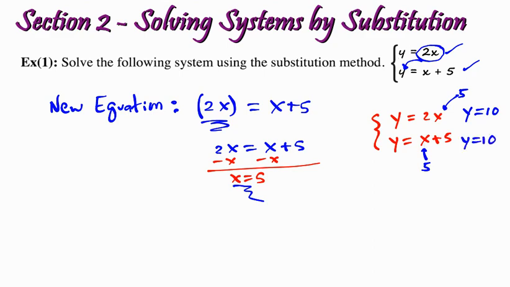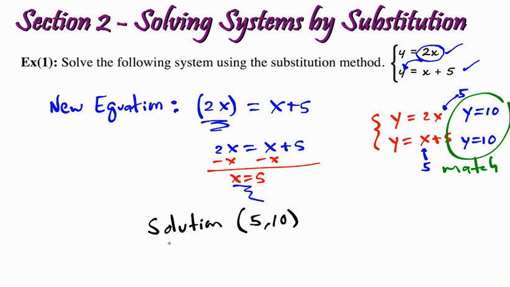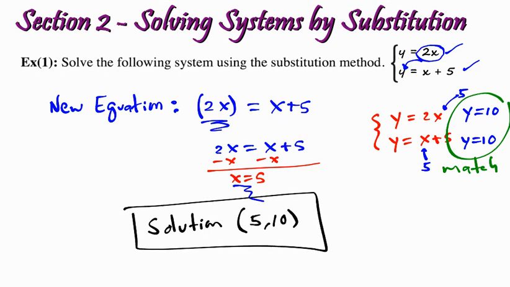Because we have a match, we are confident our solution is correct, and we can express our solution as an ordered pair. And we're done with example 1.